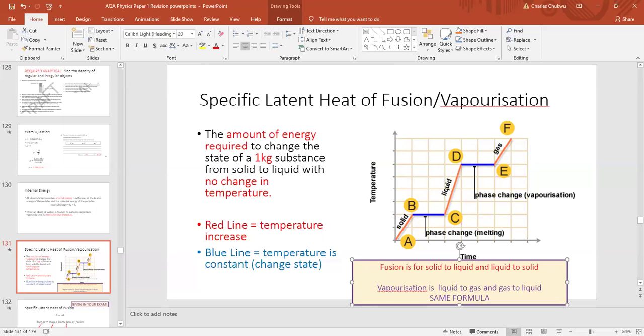Do we have anything much to say there? The word specific is just the fact that it's related to 1 kilogram of that substance, because there could be latent heat, but it's not specific. Once we are talking about 1 kilogram of the substance, it becomes specific. Okay, I'll just move on.